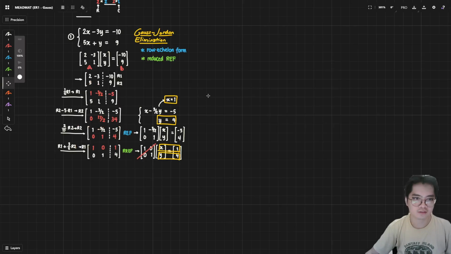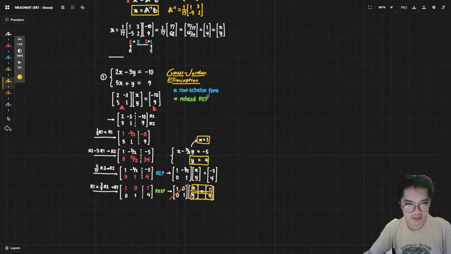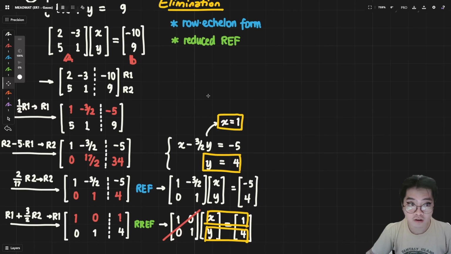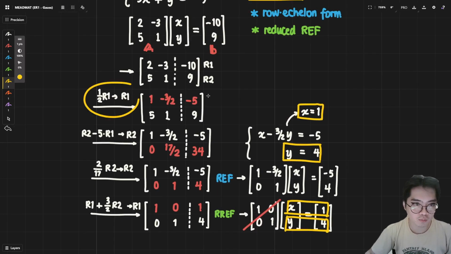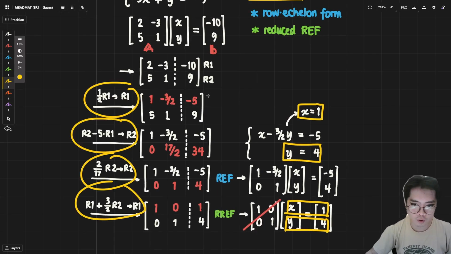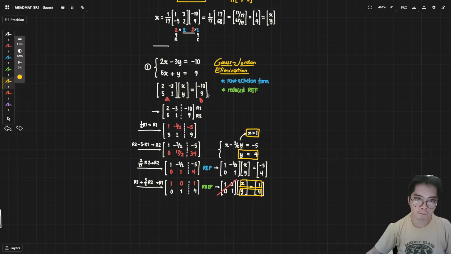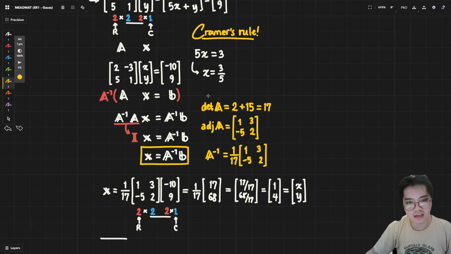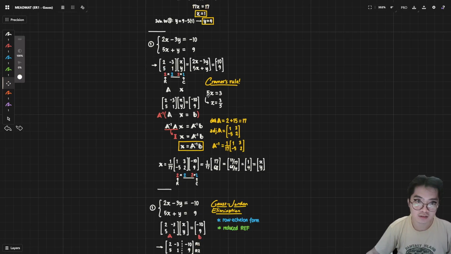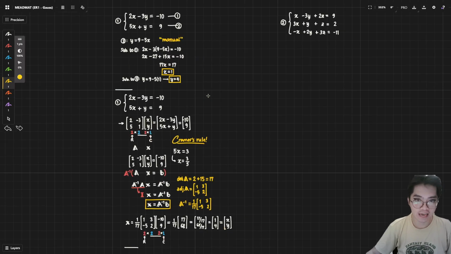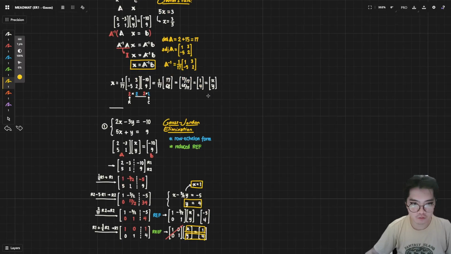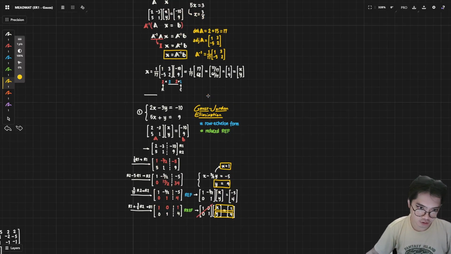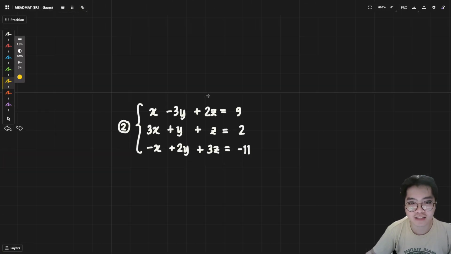And notice, right? We have effectively gotten this simple answer from how many operations was that? 1, 2, 3, 4. 4 operations compared to creating Cramer's rule, creating the inverse of this matrix A. Okay? So that is the power of Gauss-Jordan elimination. Now, let's see this power, right? As we're heading on to 3x3 matrices.